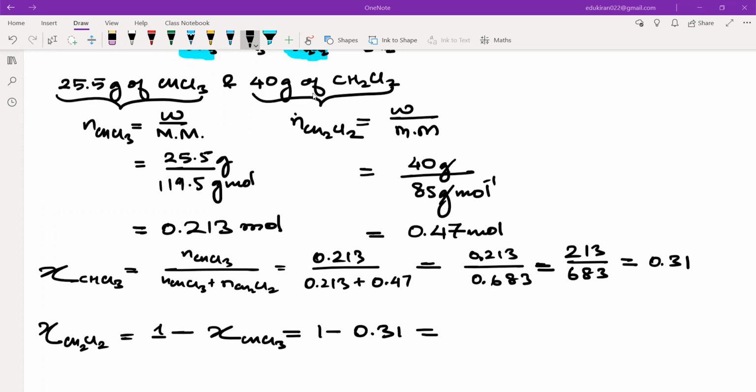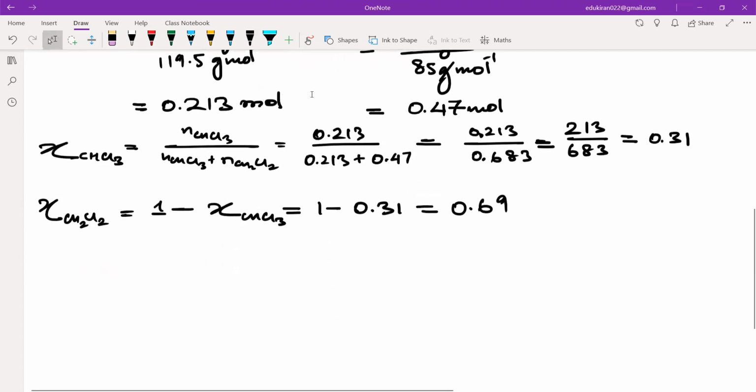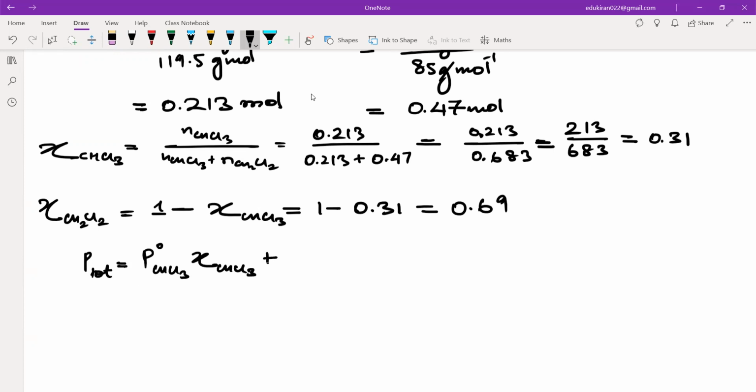1 minus 0.31 is 0.69. Okay, now we have got it. P total will be equal to P naught of CHCl3 into the mole fraction of CHCl3 plus the P naught of CH2Cl2 into the mole fraction of CH2Cl2.